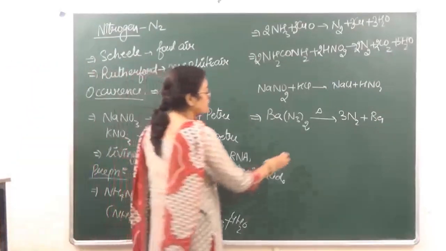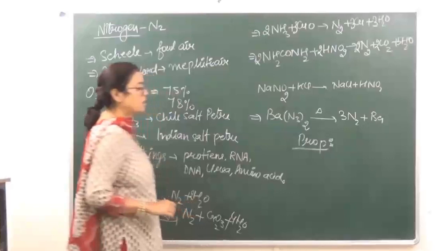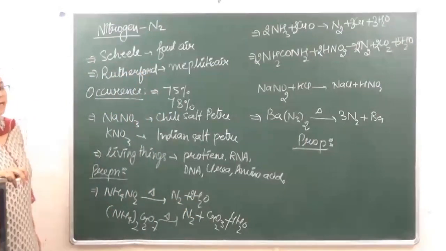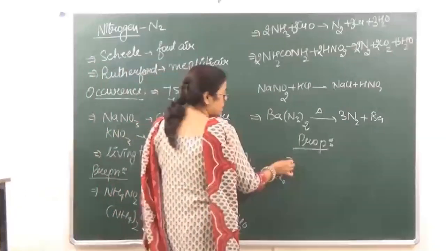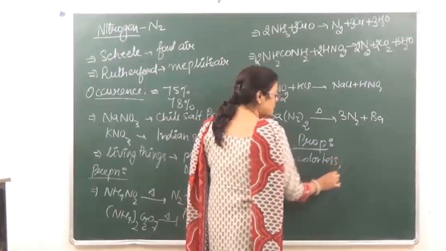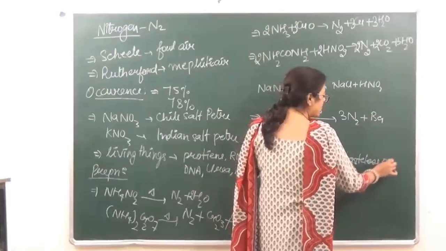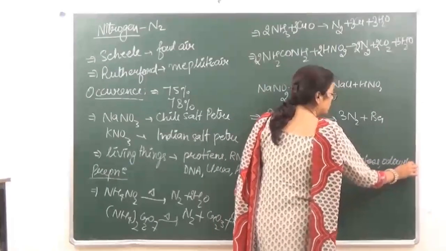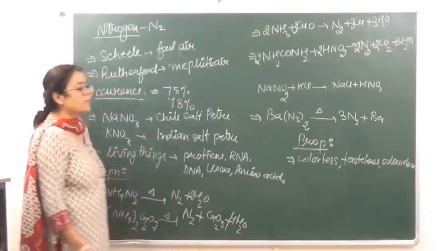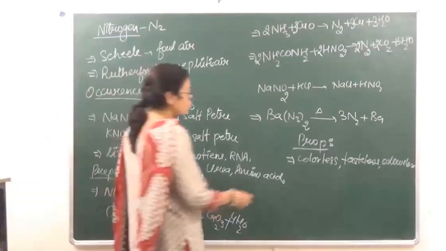Let's go on to the properties. Properties of nitrogen. First of all, we cannot see nitrogen in the atmosphere, so it is colorless. There is no taste, tasteless, and it is going to be odorless. ठीक है? It is a colorless, tasteless, odorless gas, and it is sparingly soluble in water. Okay?